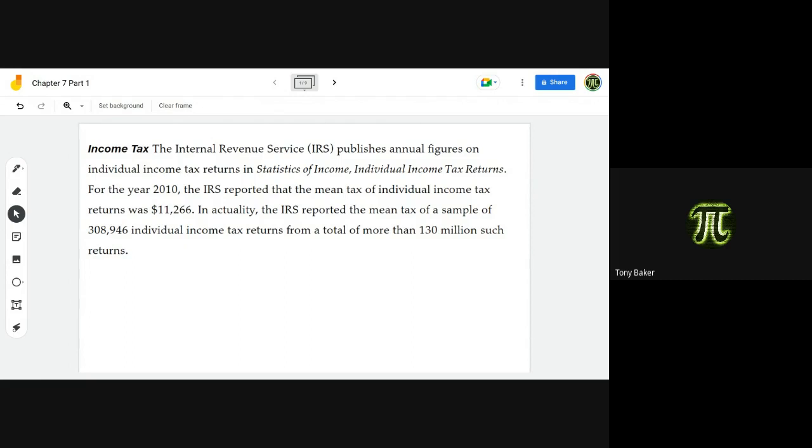All right, so let's look at some stuff. Now, if I was going to do this for this problem here, to actually do all the information, I'd have to come up with all 308,000 things and how many different ways that I could do that out of 130 million possible tax returns. And we can start to see really quickly how that would be an insane amount of calculations that we're going to have to do.